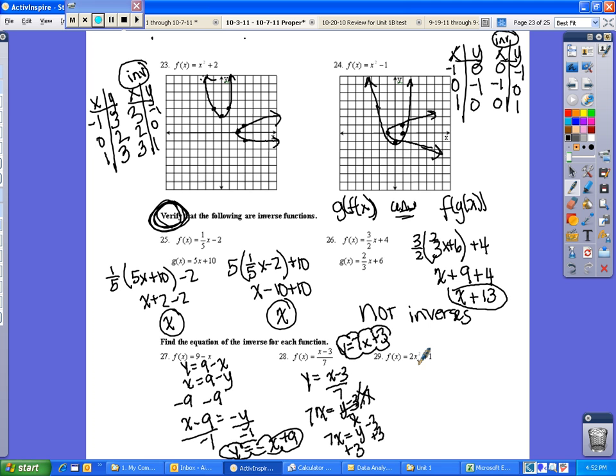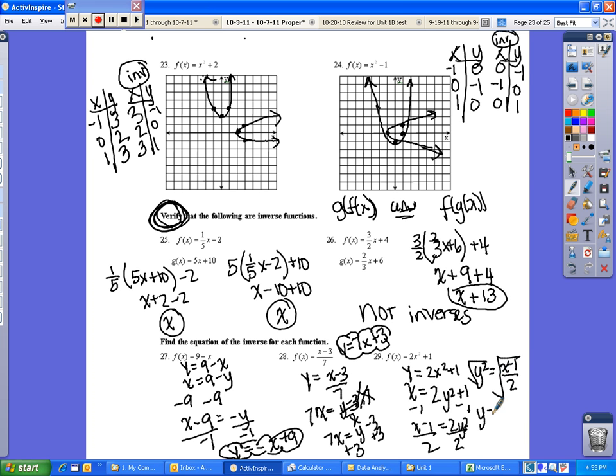And finally, my last equation, again, y equals 2x squared plus 1. Flip x and y: x equals 2y squared plus 1. Subtract 1. x minus 1 equals 2y squared. Divide by 2, which gives you y squared equals x minus 1 over 2. And now I'm going to take the square root.